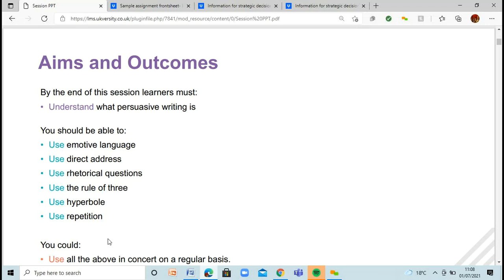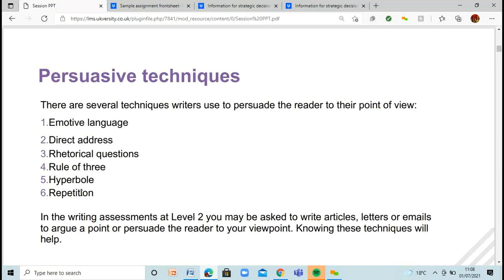And then using repetition you already know about. And then you should hopefully be able to use all of these ideas on a regular basis when you're doing your writing. So let's make a start on this.